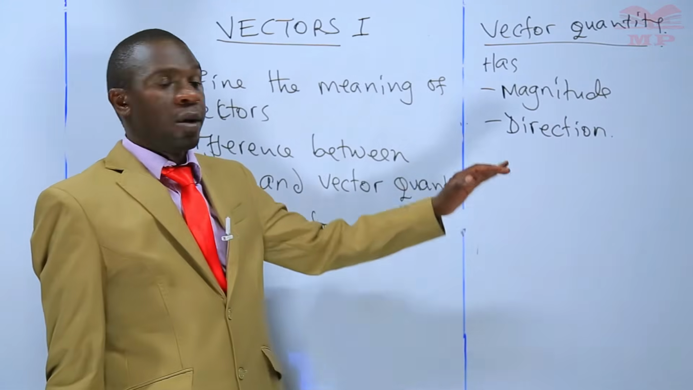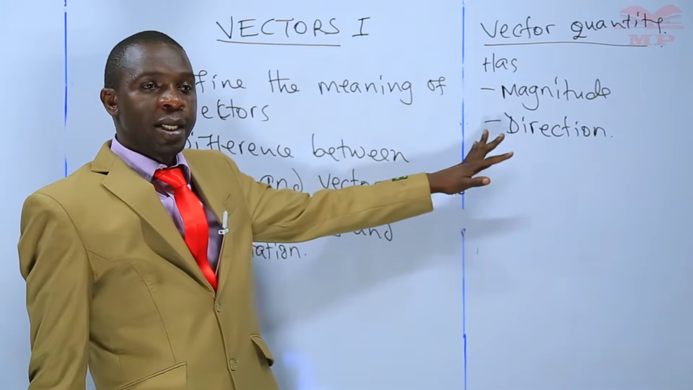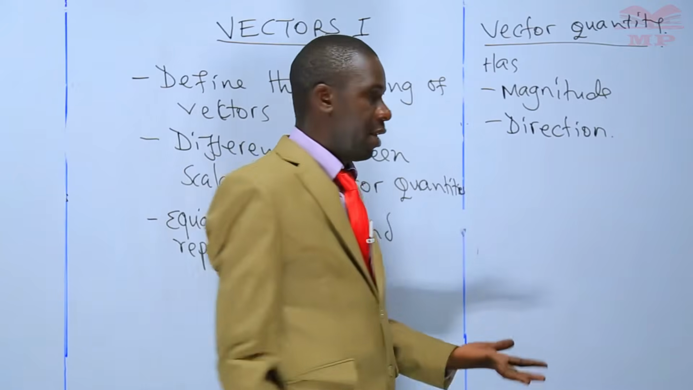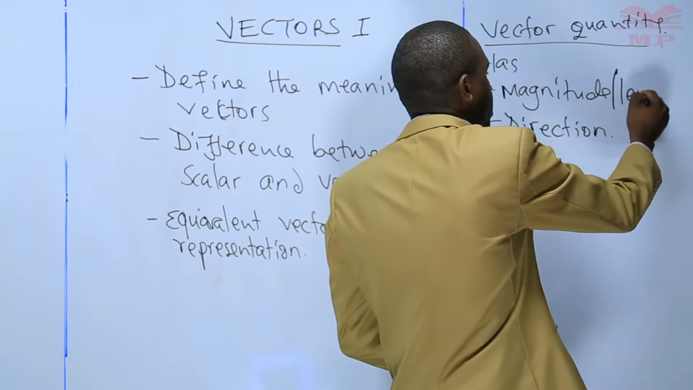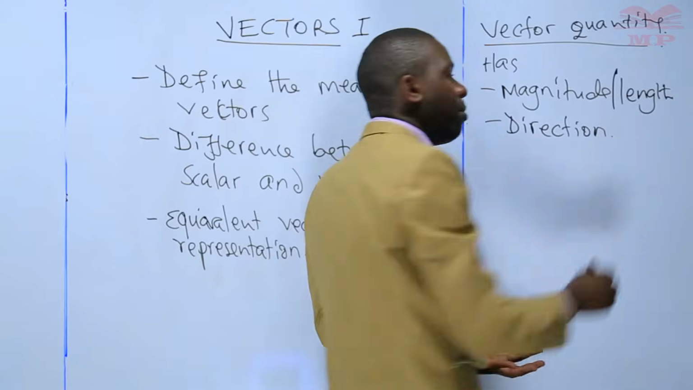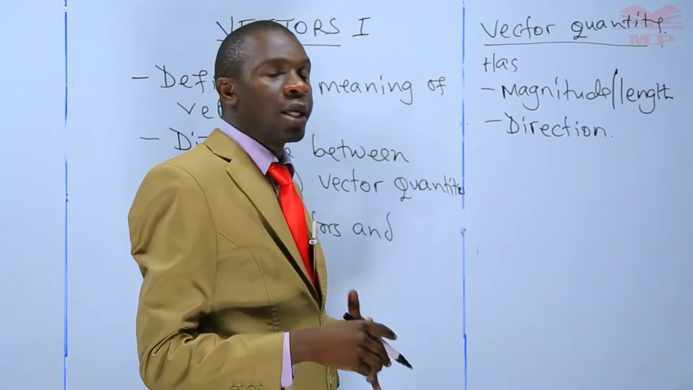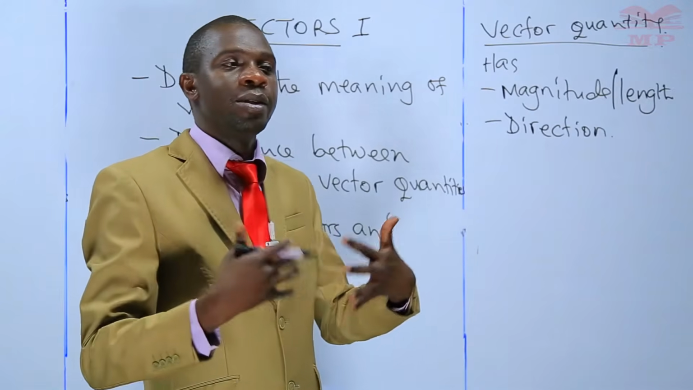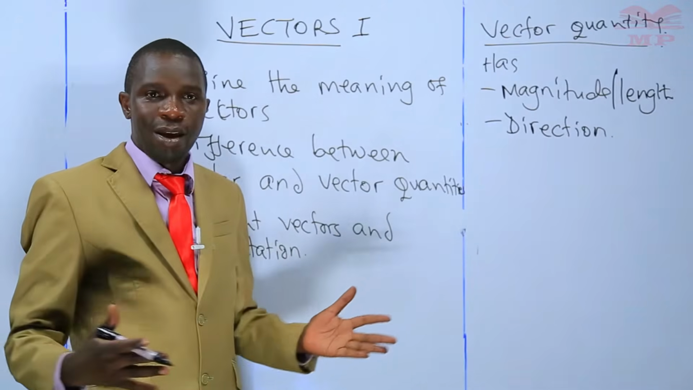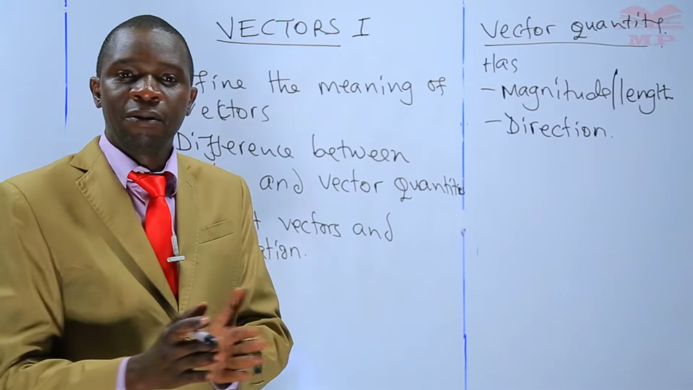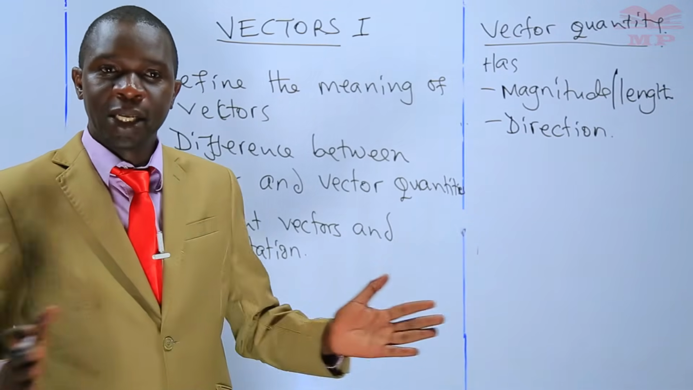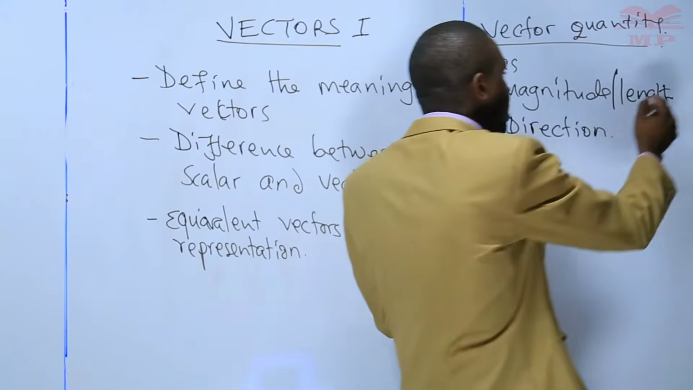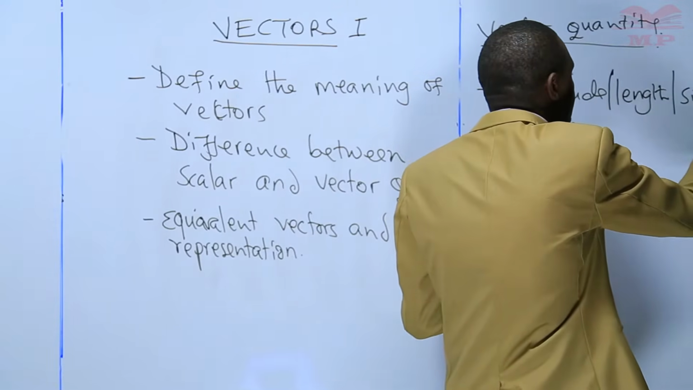Now, some may be asking what a magnitude is. Magnitude normally refers to length. It can also be size. When you look at a quantity, what is its size? What is the length? For example, you can say 5 kilometers, 4 centimeters, 20 kilograms. So that has to be the magnitude, length, or the size.